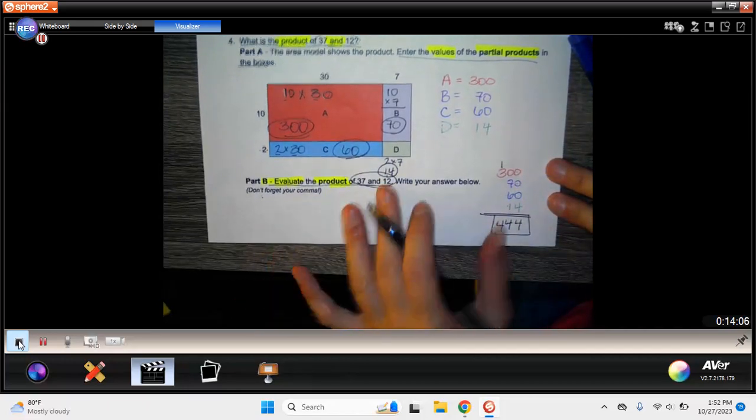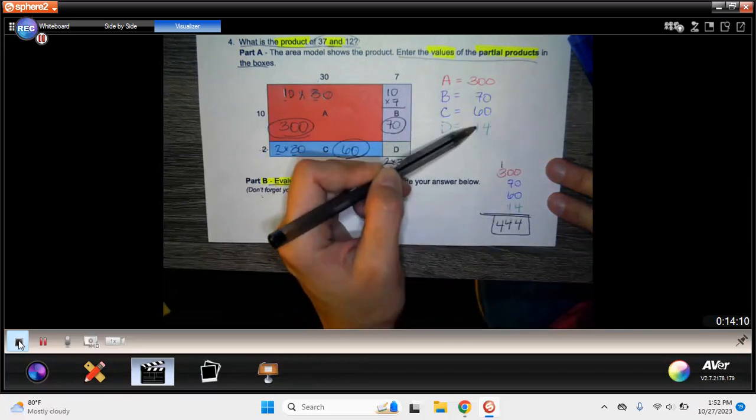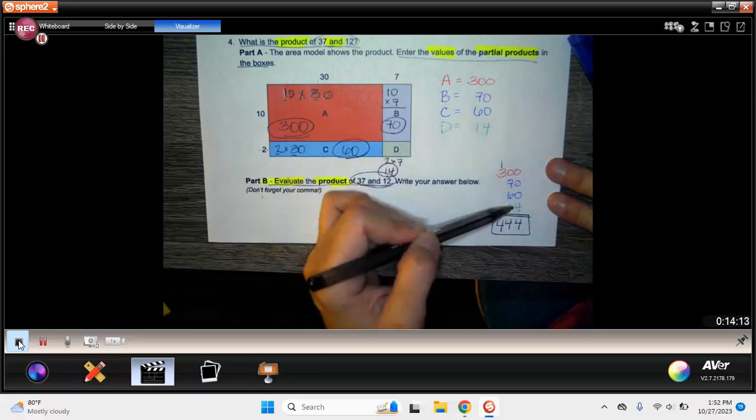That's what I evaluated. That's what I found out the product to be. These were my partial products. I put together the partial products to get the full product.